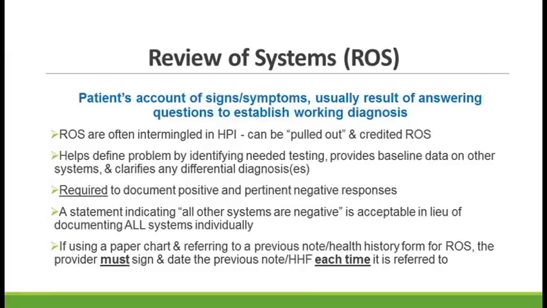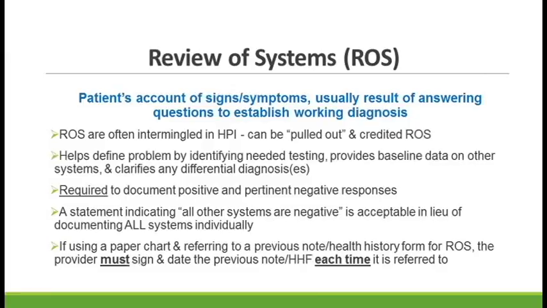Documentation cannot be double-dipped and counted for more than one element of history. In the example we had for our HPI, numbness was credited under the associated signs and symptoms in the HPI, so we cannot also count that same documentation to the neurologic system in the ROS.